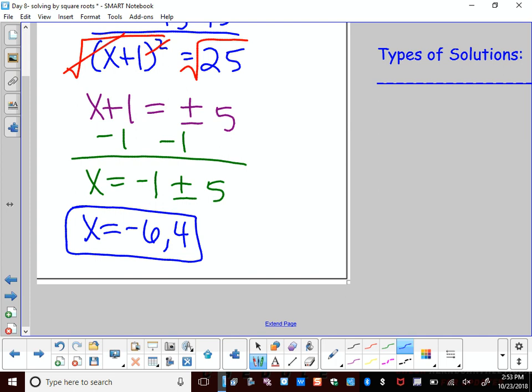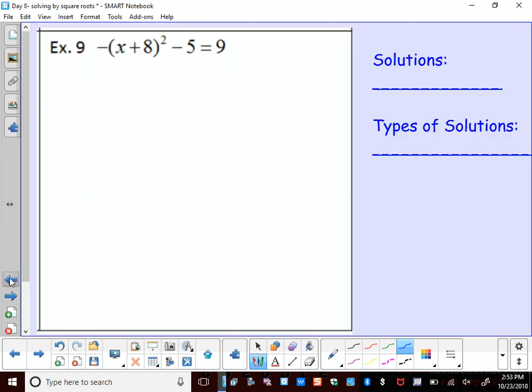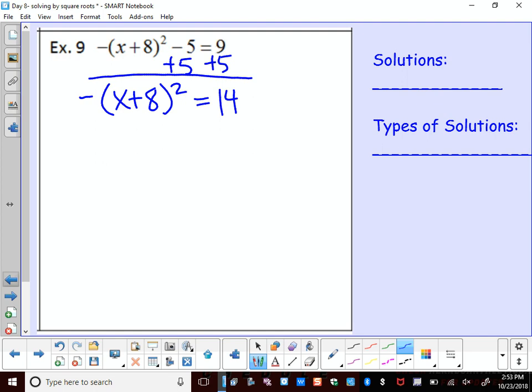While we have time, I'm going to go ahead and put the answer up for number 9. This would be 2 real, right? 2 regular numbers. All right, for this one, I would add 5. If you have time, you can copy this down. 9 plus 5 is 14. What do I do with this negative out front? Divide by negative 1 to get rid of that. So I'm left with x plus 8 squared is equal to negative 14.